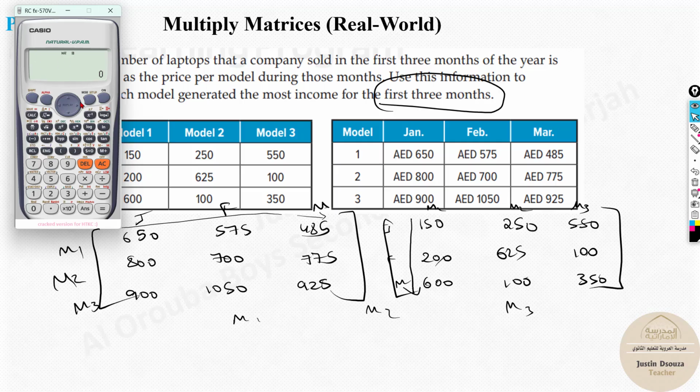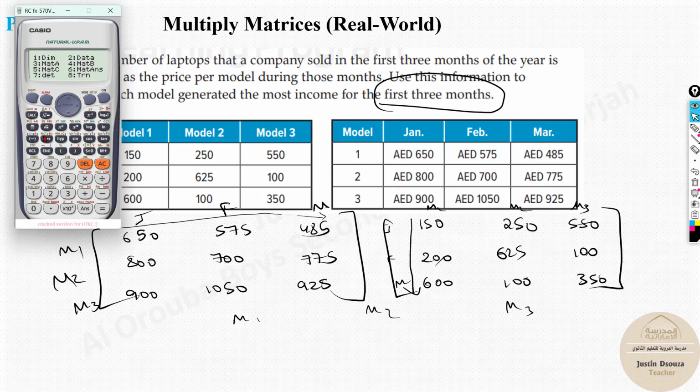It's saved. Don't go to mode anymore. Press shift and 4 and then press 1 for dimension of the matrix to save the second matrix. Now which matrix you want to save? That is matrix 2. Already 1 is saved. That is A is done. So press 1 for this dimension. Now type these values. 150. Next one is 250. 550. 200. And then 625. 100, and now the last row 600, 100, and lastly we have 350. That's the answers. Now both the matrices are saved.